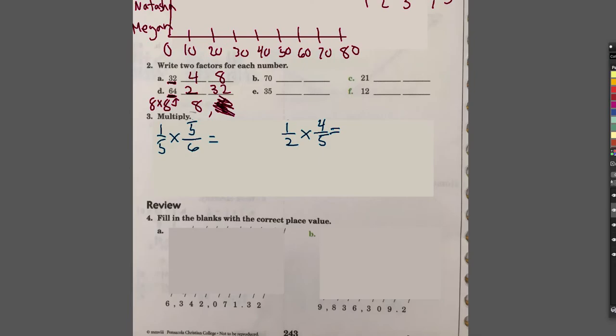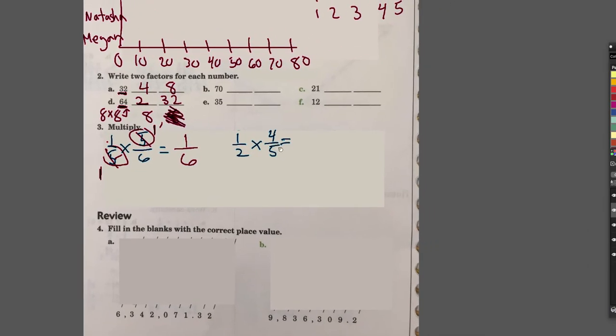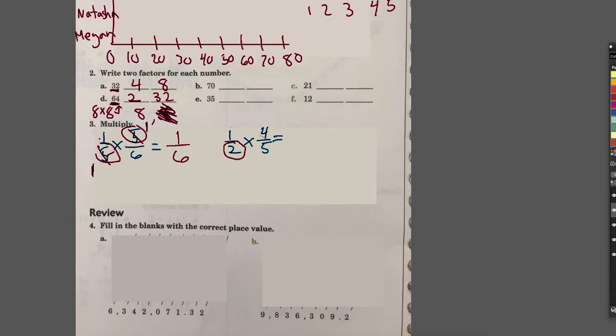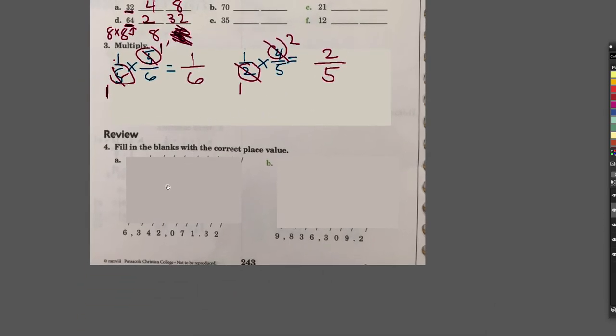Okay. So next one asks us just to multiply these factors. Don't forget we can cancel out numbers across from each other. So 5, what number goes into both 5 and 5? 5, right? So 5 divided by 5 equals 1. 5 divided by 5 is 1 here. 1 times 1 equals 1. Now 1 times 6 equals 6. All right. Next one here, same thing. I can cancel these two numbers, right? Divide them both by 2. 2 divided by 2 equals 1. 4 divided by 2 equals 2. So 1 times 2 equals 2. 1 times 5 equals 5. It's 2/5.